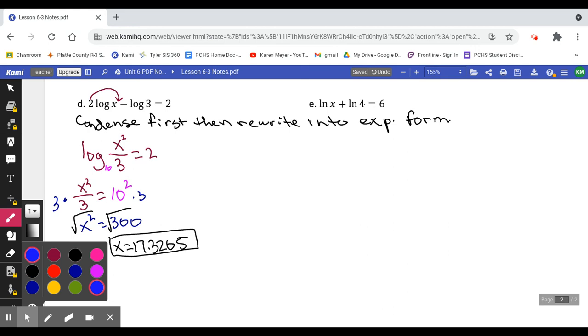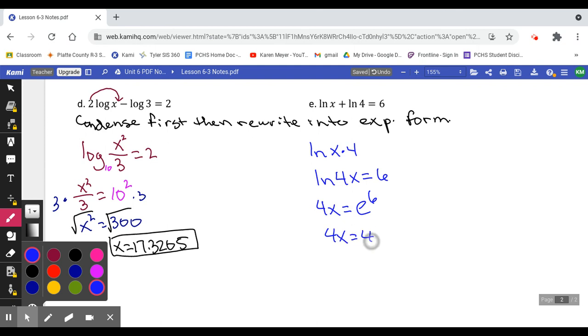Okay, next one. I don't have any numbers up in front, so I don't have to move anything as powers. So I see plus. Plus means times. And x times 4 would just be 4x. So ln of 4x equals 6. Rewrite that. So you get 4x equals, base for ln is always e raised to the 6th power.